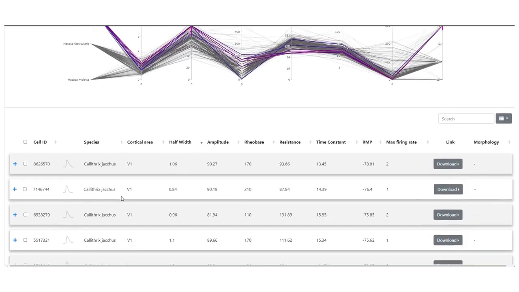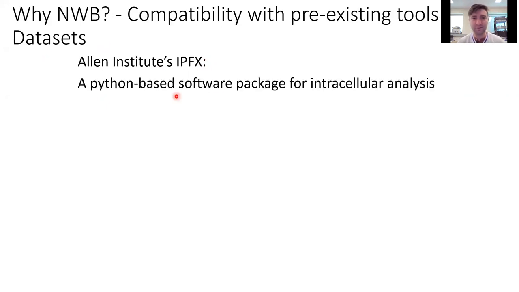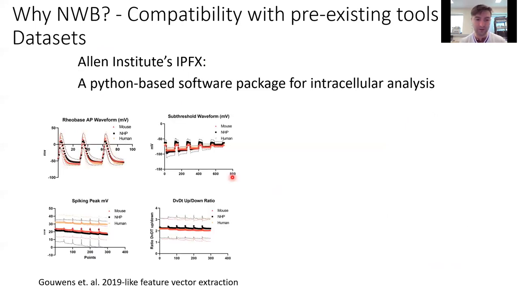I also want to provide a case usage for the Neurodata Without Borders data format that we're releasing the dataset in. Here, I'm going to use the pre-existing Allen Institute IPFX, which is compatible with NWB. It's a Python-based software package for intracellular analysis. Using this package, I was able to perform the Gouwens et al. 2019-like feature vector extraction on our NHP data.